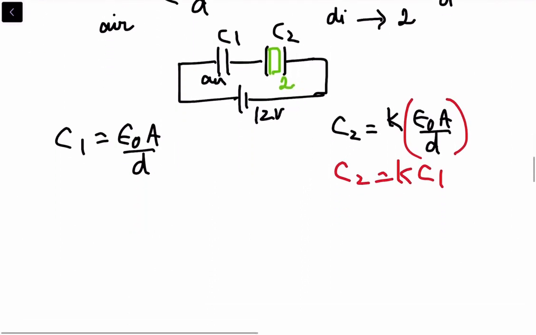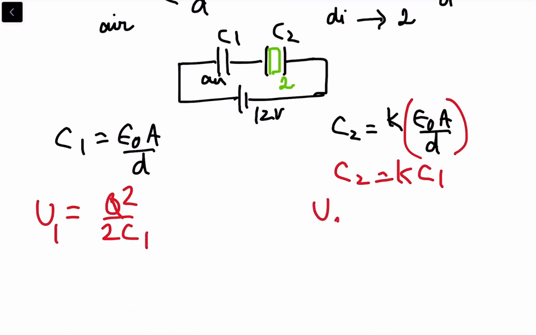Now, we have different formulas for energy. We can use any one according to the particular situation. In this particular one, I have taken the energy formula U is equal to Q square by 2C. For the first capacitor, U1 is equal to Q square by 2C1.